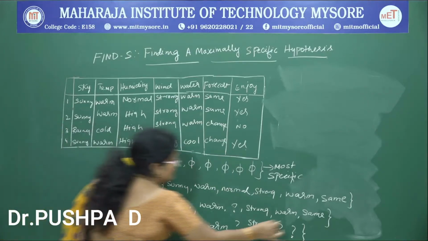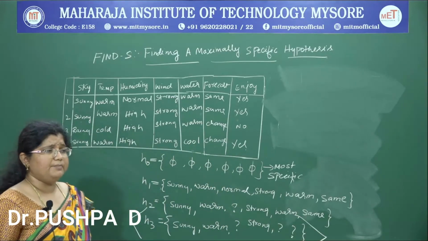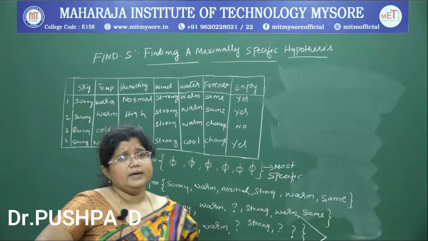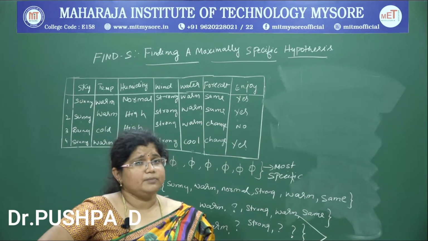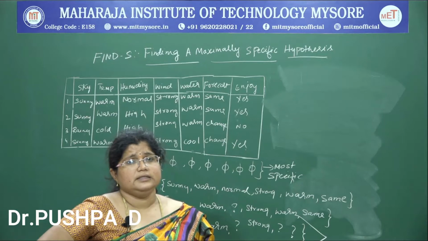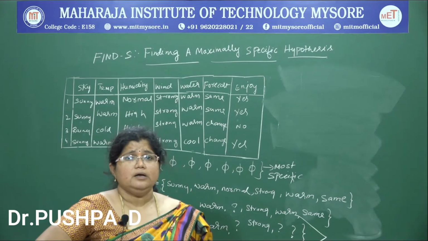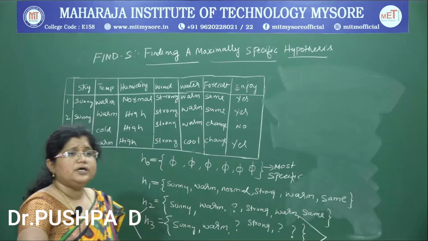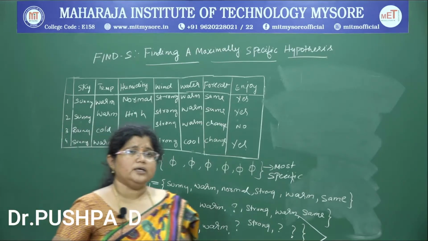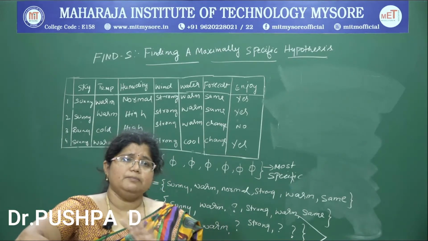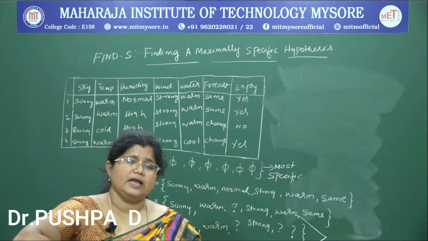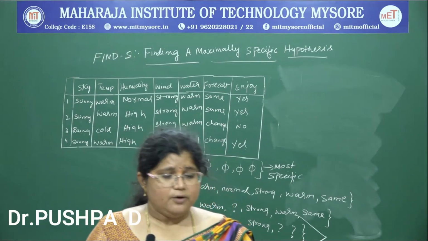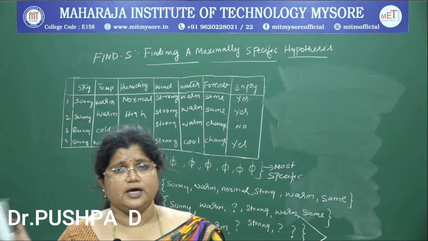So at the end, for this particular training example, we generate a hypothesis. That hypothesis is a consistent hypothesis for addressing the positive training examples of the given data set. That is how the Finds algorithm is going to work. The same concept will be implemented in your first lab program. Let us move on to the next topic, that is version space and the candidate elimination algorithm.